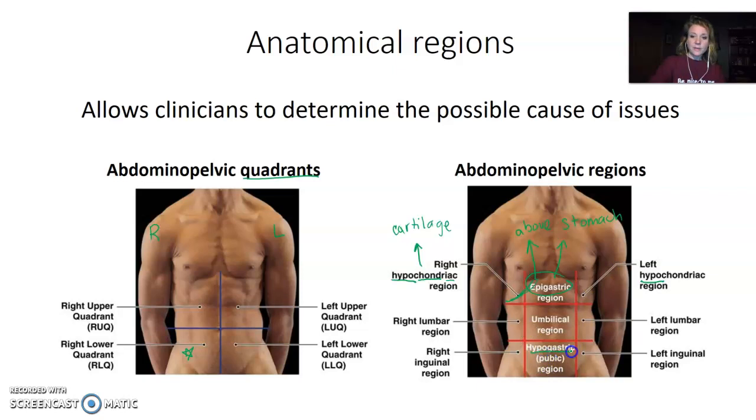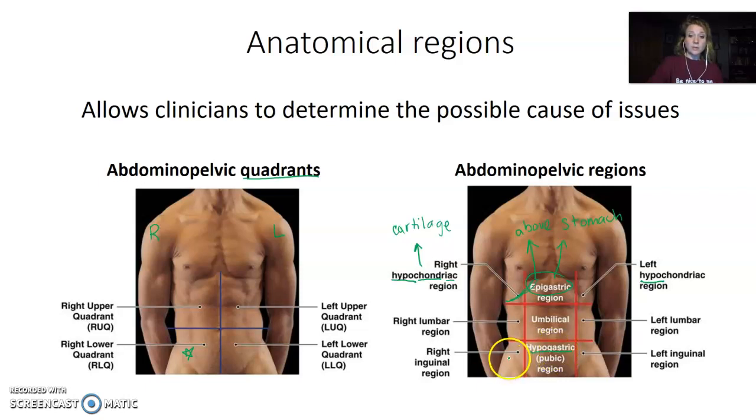Hypogastric is the name that means below the stomach. It's also known as the pubic region because it is right above the pubic bone of the pelvis. So hypogastric and pubic region are going to be used synonymously.